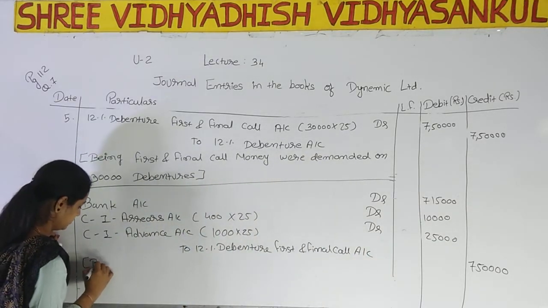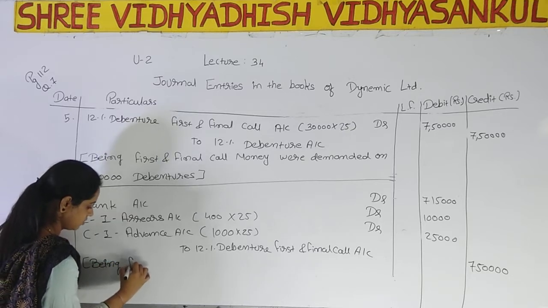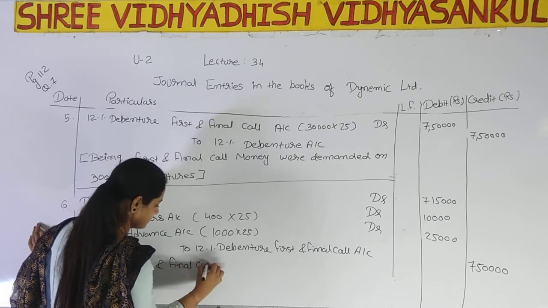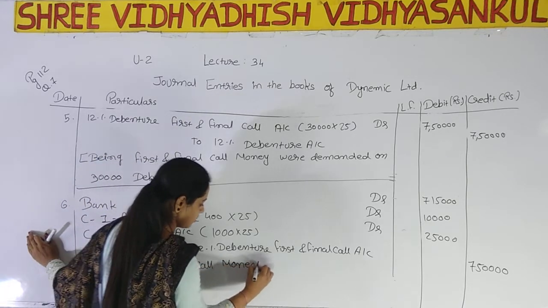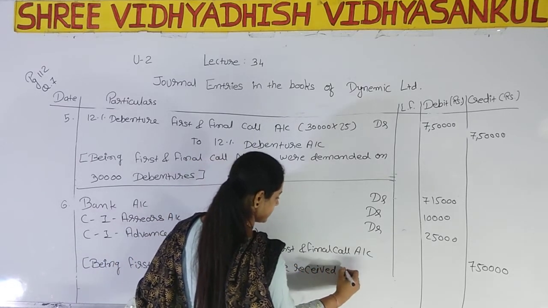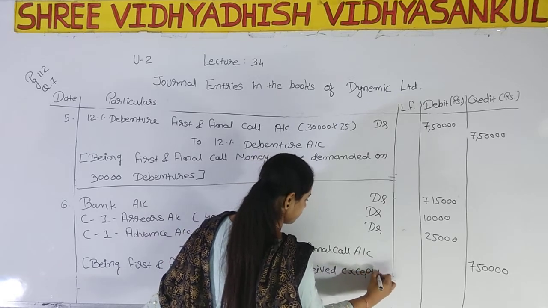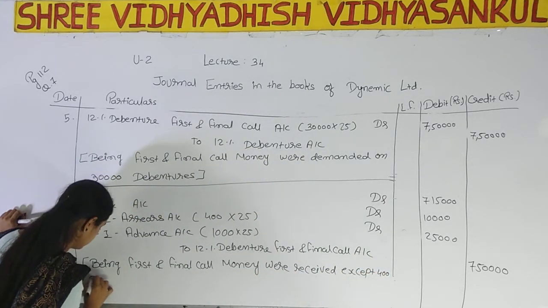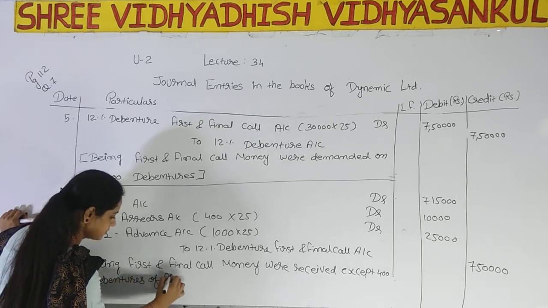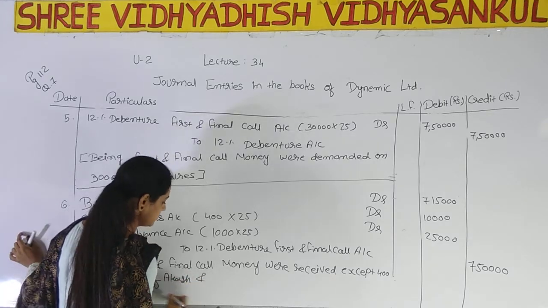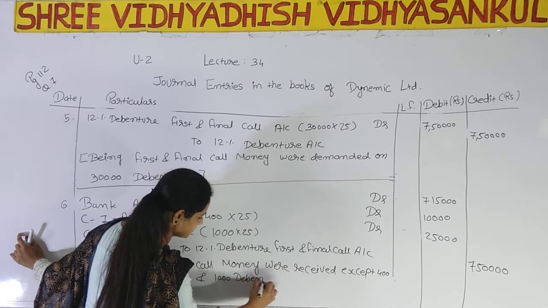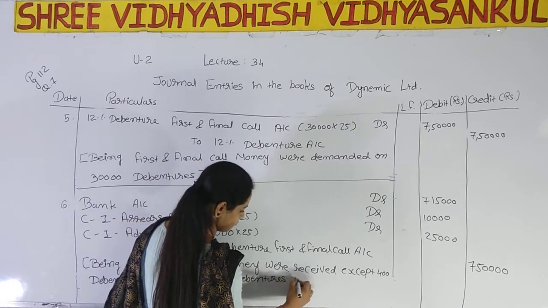Into bracket, bill: first and final call money were received except 400 debentures of Akash and 1,000 debentures were paid in advance.